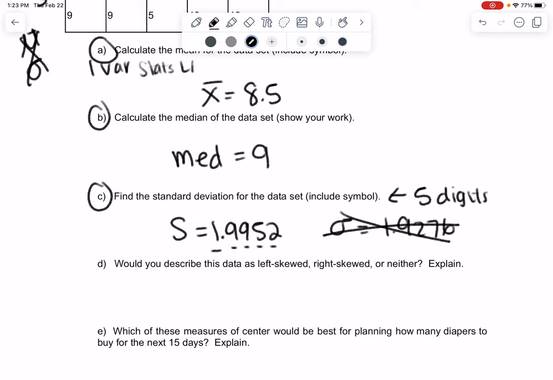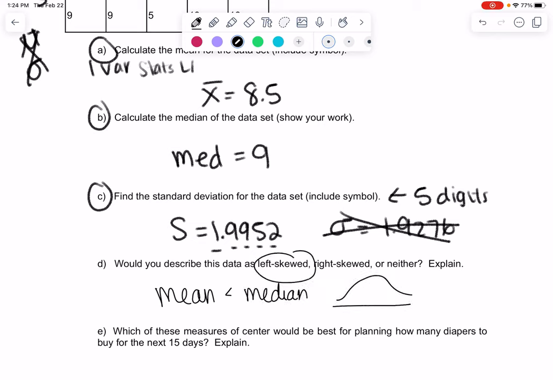And then for left skewed, right skewed, or neither, without a graph, we can just compare the mean and median. So since the mean is smaller than the median, it means it's left skewed. And that's coming from the idea that if it's symmetric, they're the same in the middle. And then when it's skewed, the outliers pull the mean. So we're going to get a longer tail on the left side when the mean is smaller. So hopefully that helps understand that.